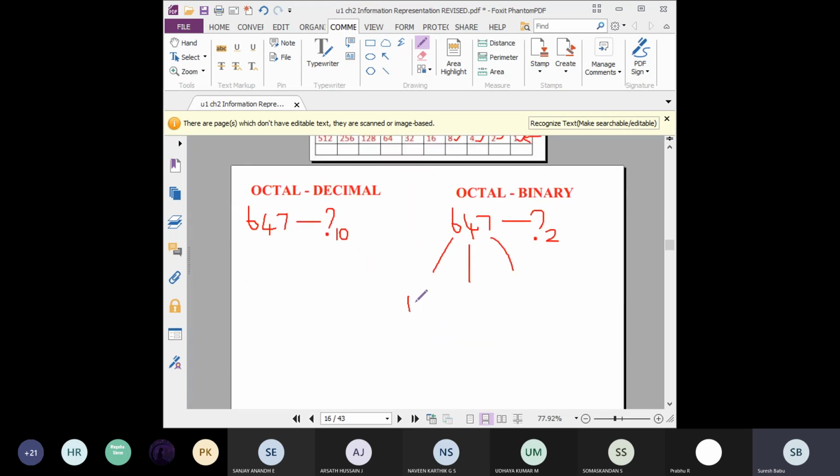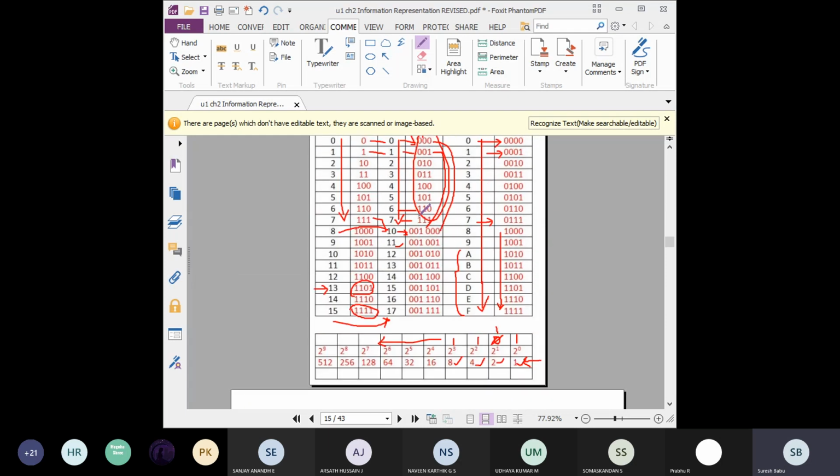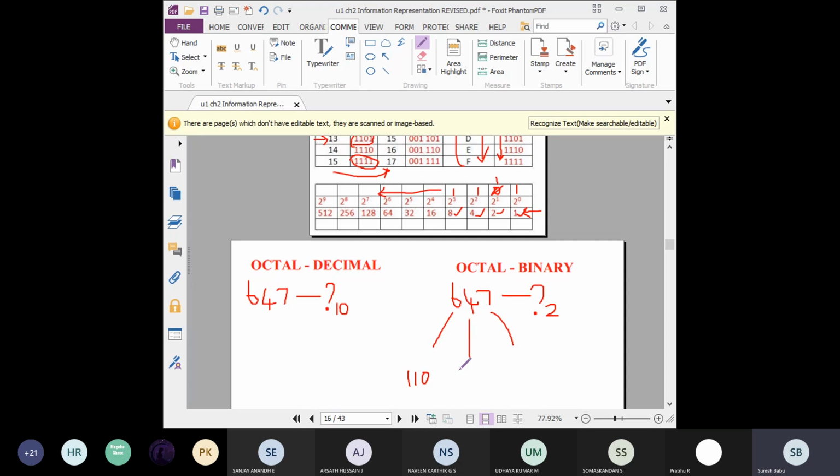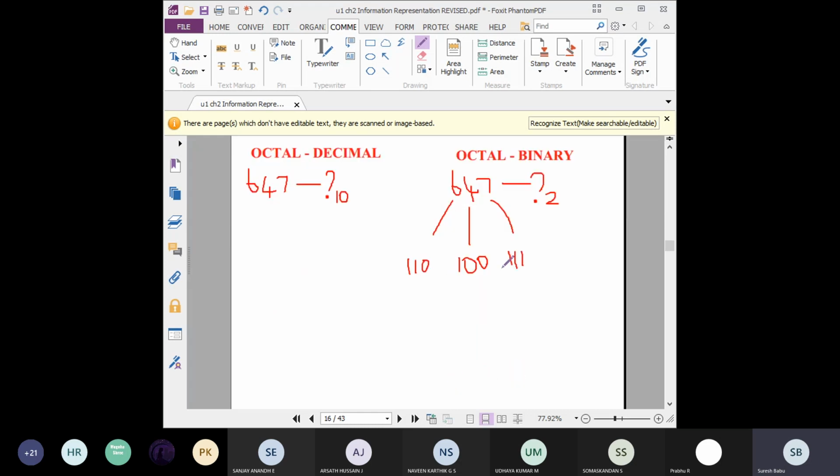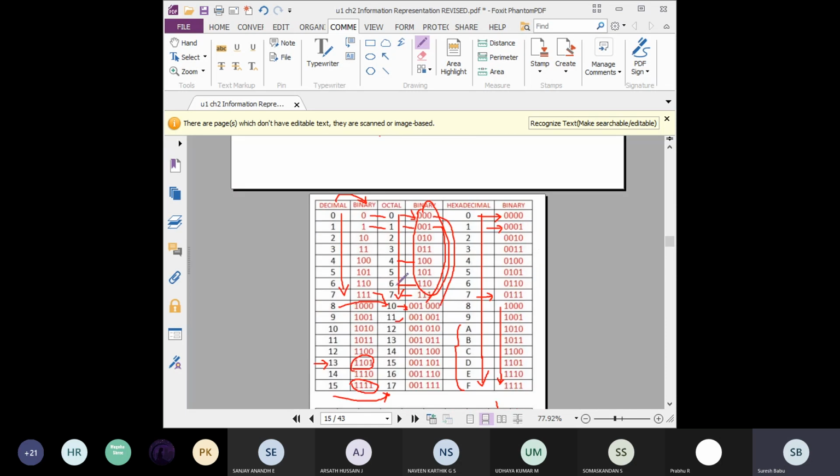So add here 110. What is the value for 4? 100. So add it here 100. What is the value for 7? You will get 111. That's all. So these three numbers will give you the equivalent value for this above octal. Okay, 110 100 111. That's all. Very easy. Okay, you have to remember this tabular column.